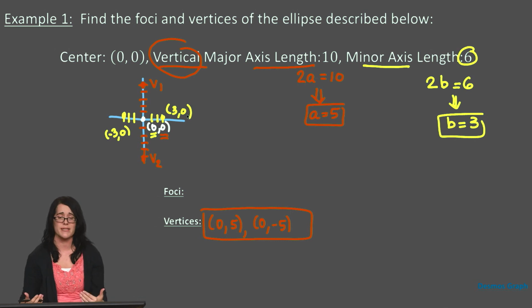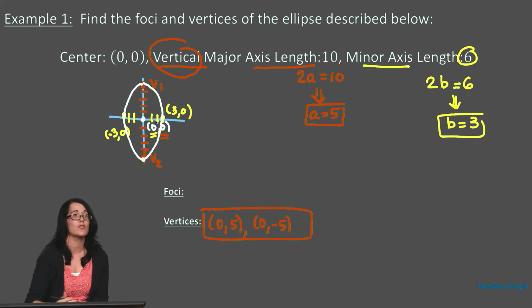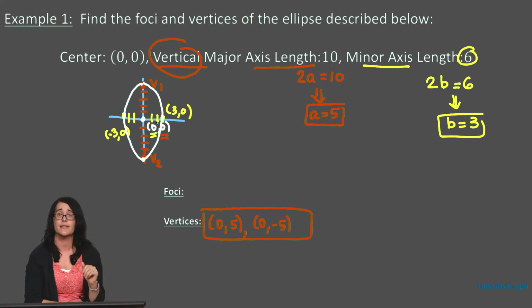Now I could draw a basic sketch at this point. If I just wanted to draw a picture, I can do that. So I'd connect my dots to my vertices and to my endpoints that I've already put on my graph, and I could draw, it's kind of ugly, but you get the idea, a sketch of a vertical major axis ellipse. Okay? But what they've actually asked me for are the foci. So without even drawing the picture, I could have found those 2 points.